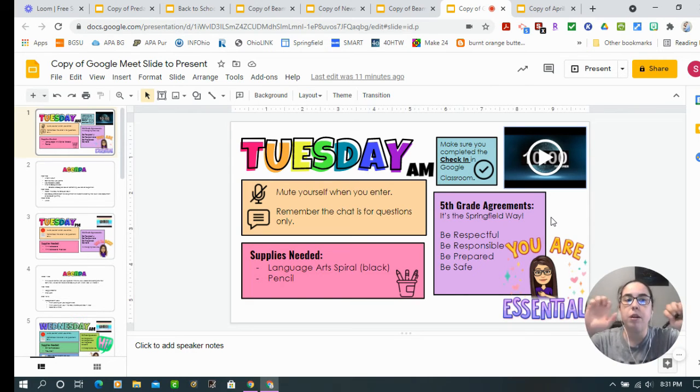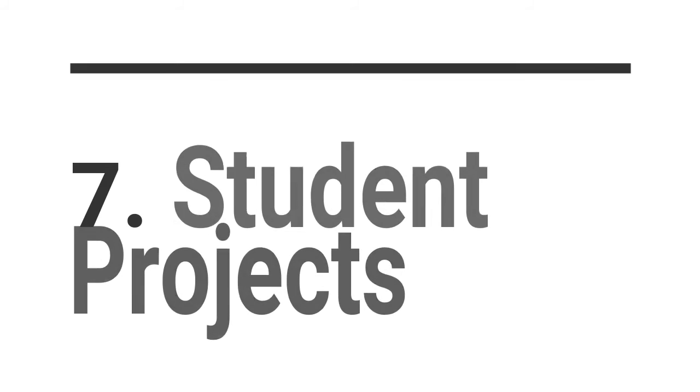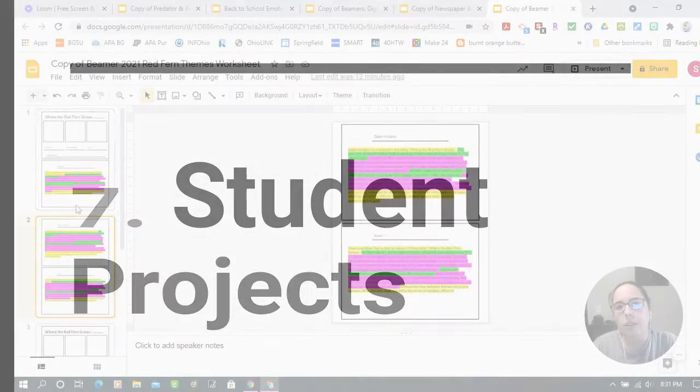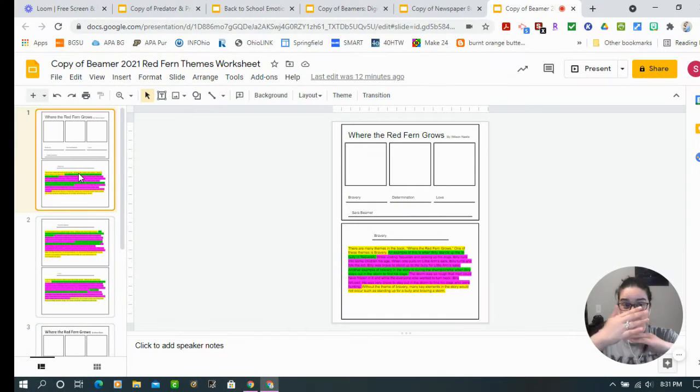All right, we are on to number 7. So number 7 goes into projects. So this was a foldable of theme. We were reading Where the Red Fern Grows, and the students were determining the theme and then writing a paragraph saying what the theme was and giving 2 examples from the book in the theme.